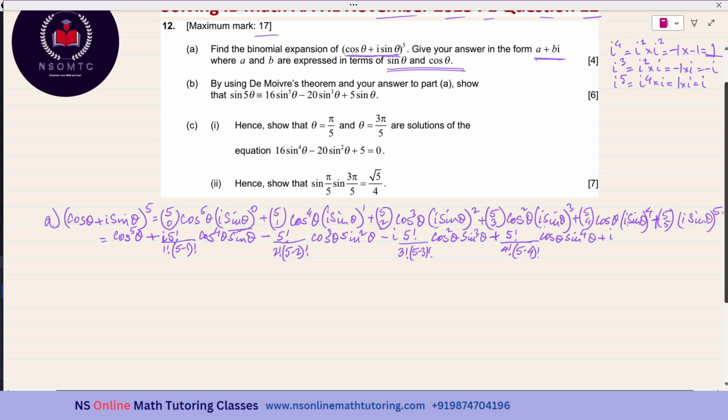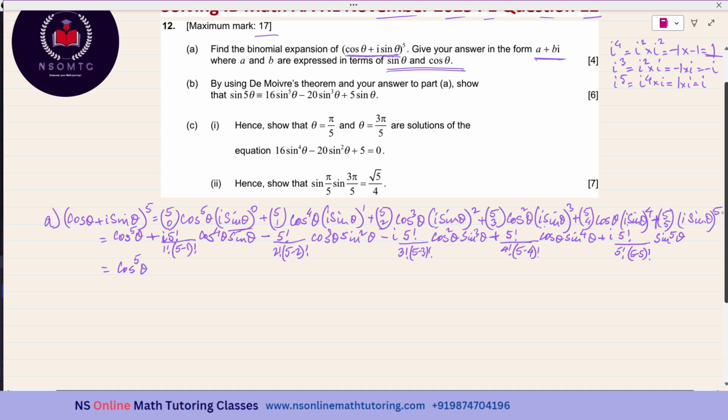So it is plus i times 5 factorial over 5 factorial times (5 minus 5) factorial, which is 0 factorial. And 0 factorial is always equal to 1. And sine to the power of 5 theta. Okay, so this is cos to the power of 5 theta.